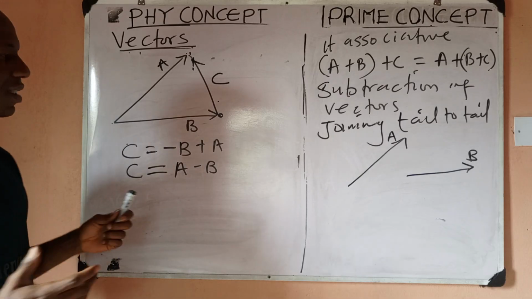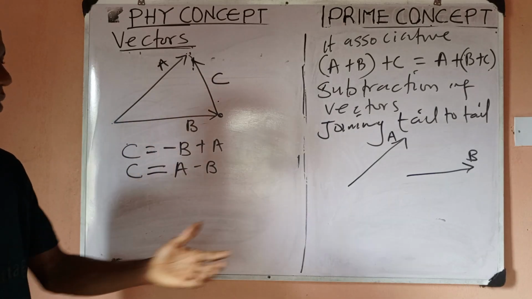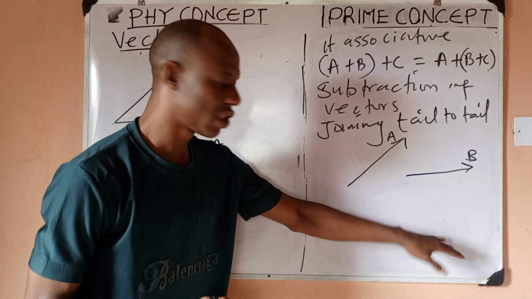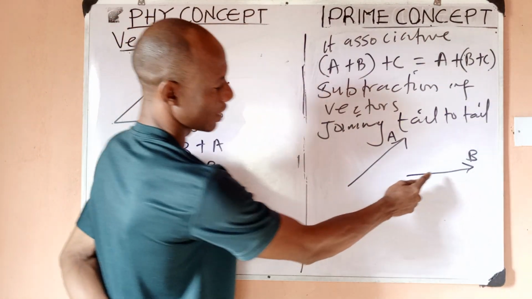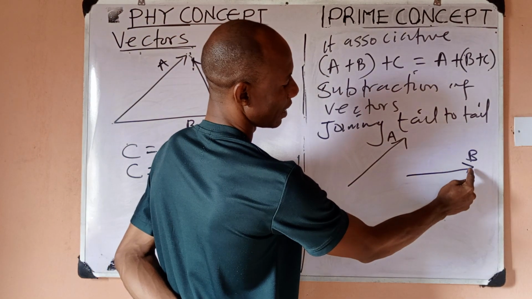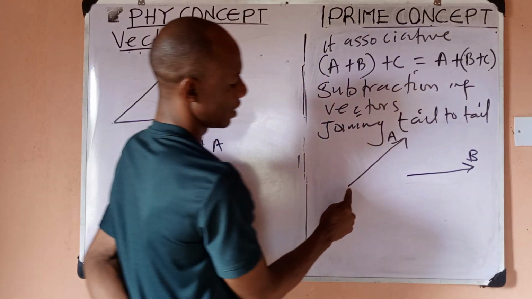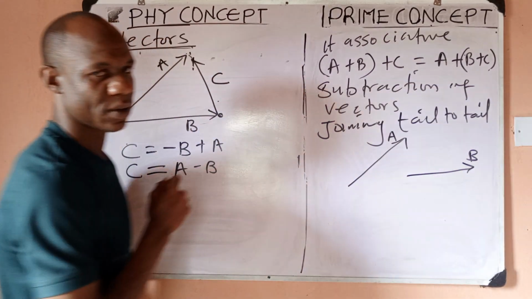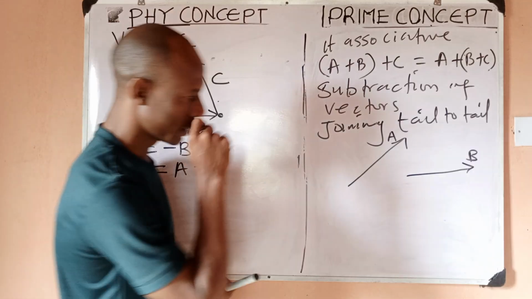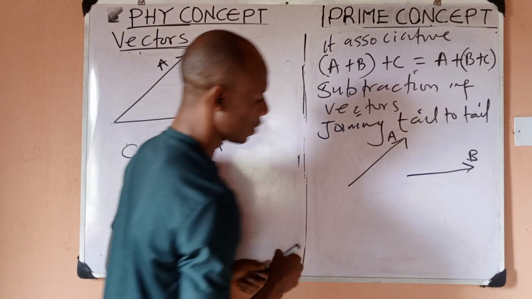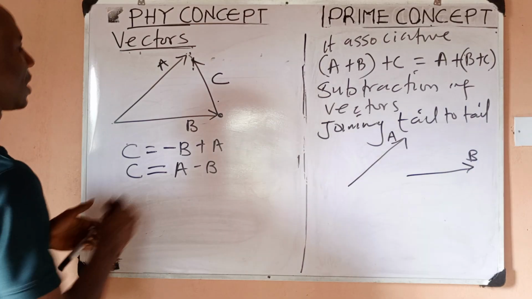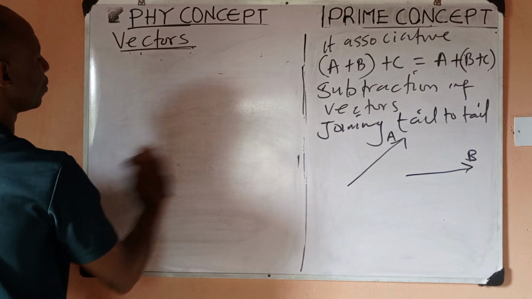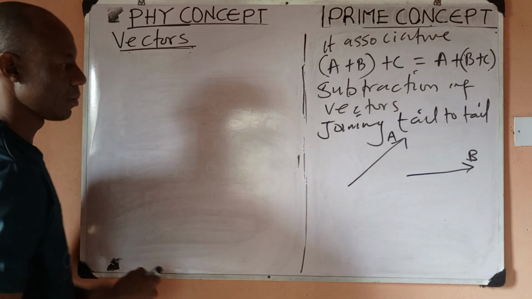Some other persons may decide not to say tail to tail. They may use another method, which I really don't prefer, but is still correct. They can tell you that you can join the head of B to the tail of A, right? Yes, and how do you do that? Since you have your B facing this way, I can do it again. Let me rub this so I'll show you the other way. But this is the method I'll be using throughout my video.